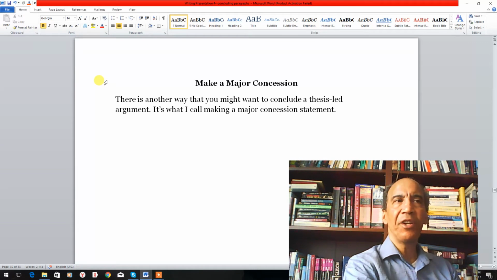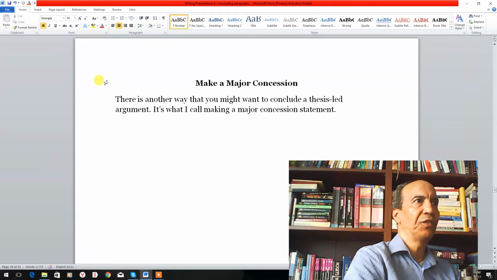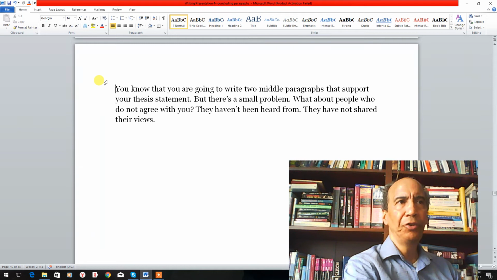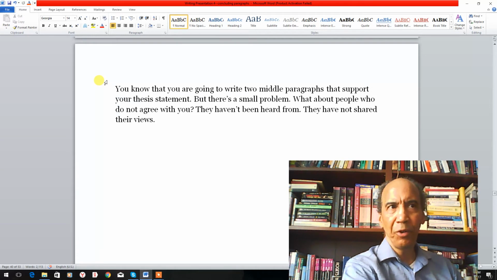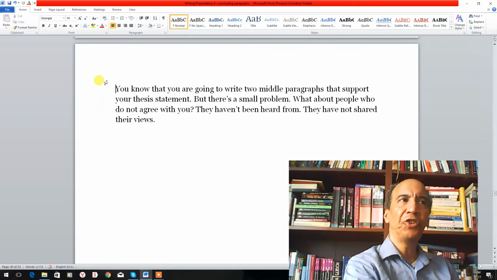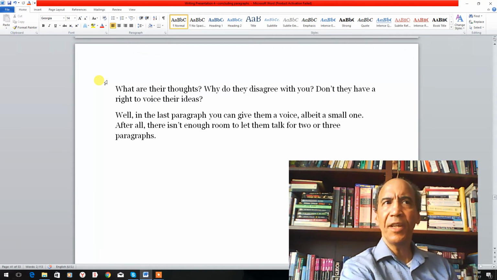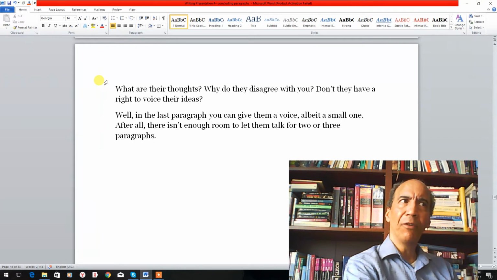This is a very nice way to end a thesis-led essay. You know that you're going to write 2 middle paragraphs that support your thesis statement. But there's a little problem, isn't there? What about the people who do not agree with you? They haven't been heard from. They have not shared their views. What are their thoughts? Why do they disagree with you? Don't they have a right to voice their ideas?